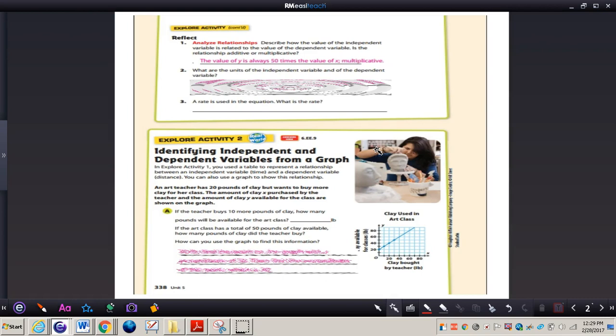And then take a look at number 2. What are the units of the independent variable and of the dependent variable? So we can see independent variable, we're looking at hours. Remember, that was time. Dependent variable, the units we're dealing with are miles.